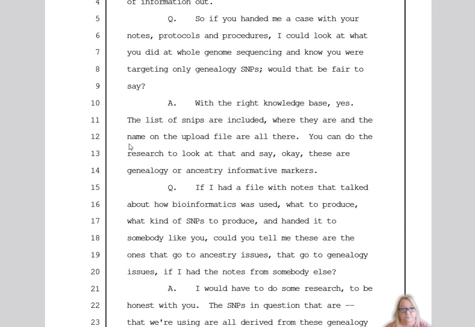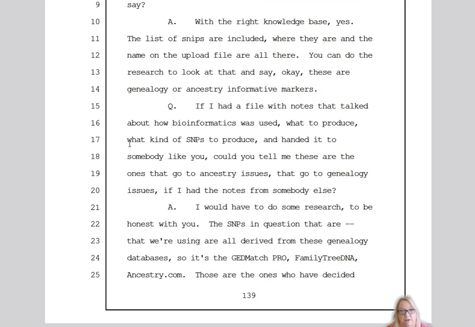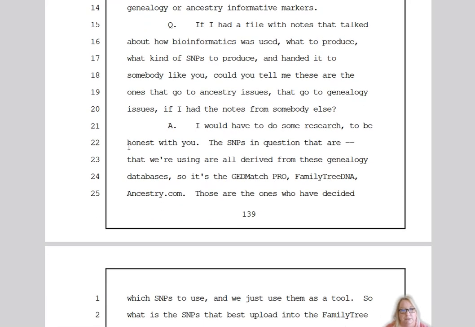She says, so if you handed me a case with your notes, protocols, and procedures, I could look at what you did at whole genome sequencing and know you were targeting only genealogy SNPs. Would that be fair to say? With the right knowledge base, yes. The list of SNPs included, where they are, and the name on the upload file are all there. You can do the research to look at that and say, okay, these are genealogy or ancestry informative markers.